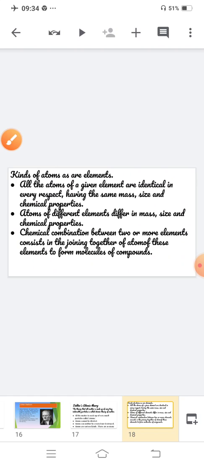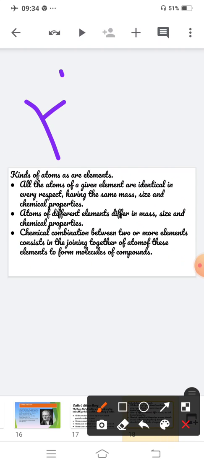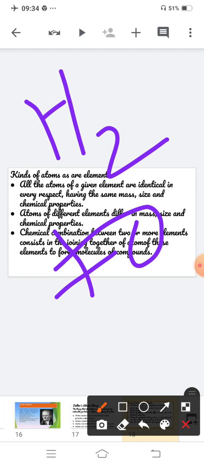Chemical combination between two or more elements consists in the joining together of atoms of these elements to form molecules of compounds. If we react two or more elements, what will they form? They will form molecules of different compounds. For example, if you react hydrogen plus oxygen.